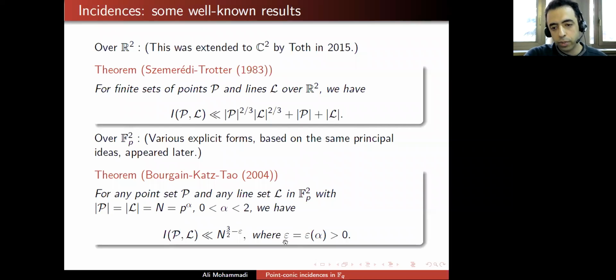And also another point, they gave no explicit value for epsilon. And a series of authors made this explicit. I think the best bound was by Jones based on this method, and maybe 1 on 400 or something like this.